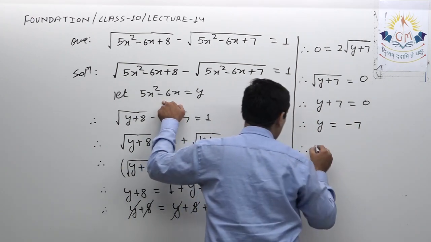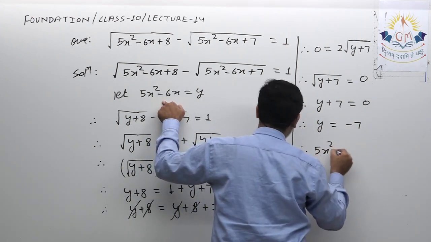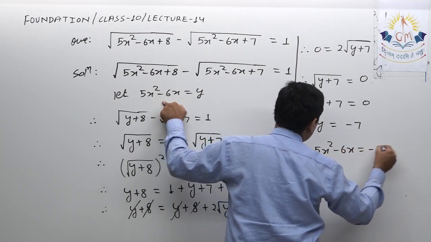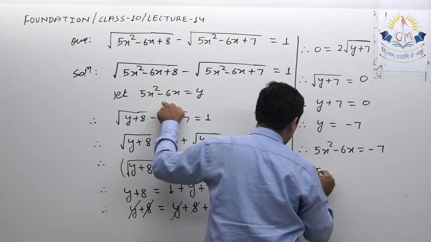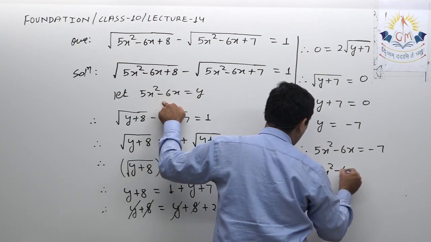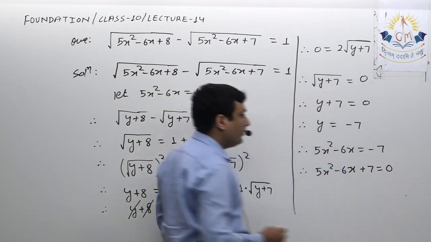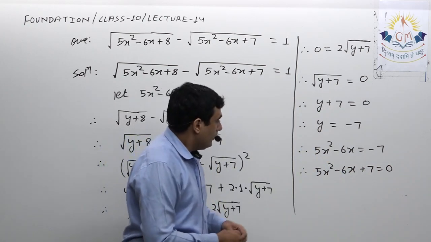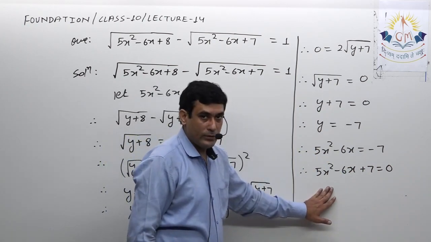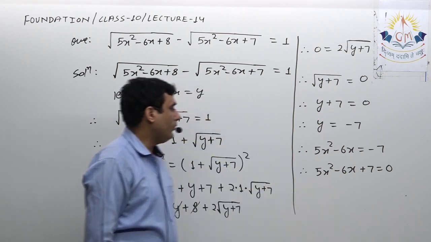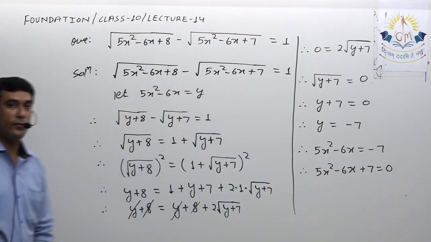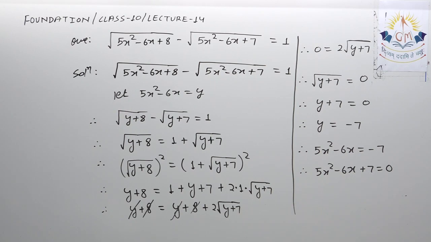But y is equal to what? 5x square minus 6x is equal to minus 7. So 5x square minus 6x plus 7 is equal to 0. Now solve this equation. This is a quadratic equation to get the value of x. Then I will give you the remaining solution.